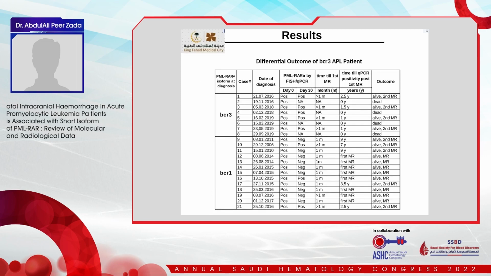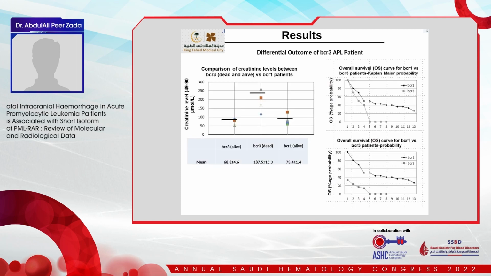Next, please. These show the differential outcome of our patients. As you can see, 4 of these patients died early, while others are alive, and all the BCR1 patients are still alive and still being monitored in the lab. Next, please. This also shows that possibly the patients with BCR3 had acute kidney injury. That's why you can see creatinine very high in these BCR3 patients who died early, whereas BCR3 and BCR1 patients who are alive had no effect. And the percentage probability of overall survival is very much reduced when we have BCR3, whether taken independently or dependent on each other.